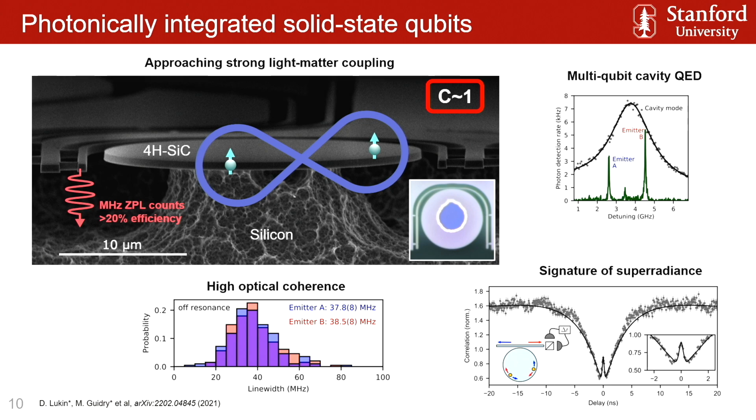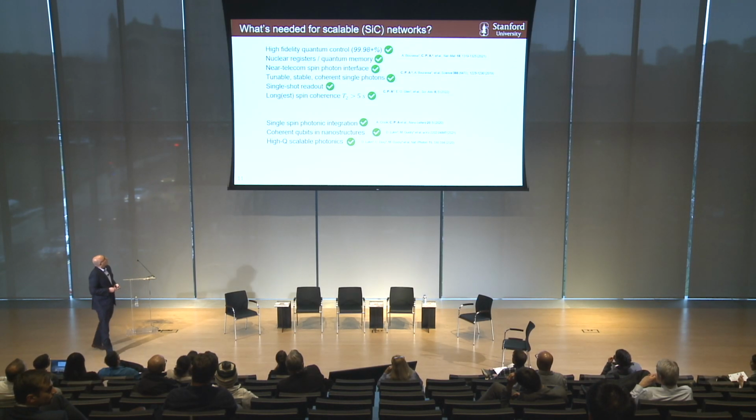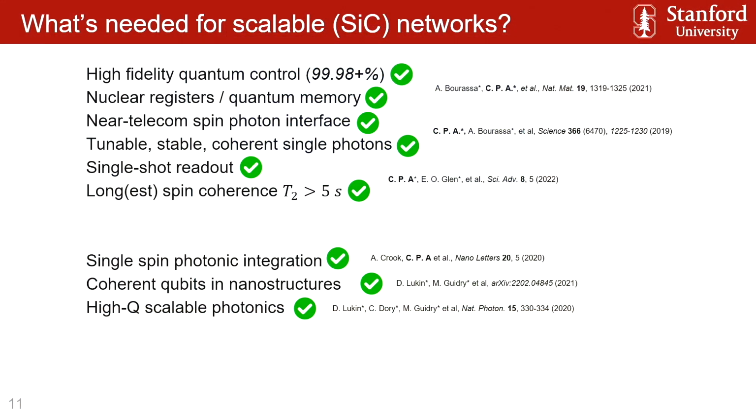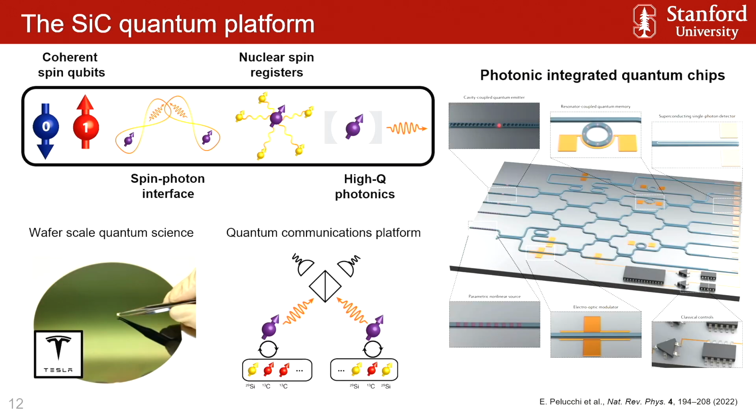So not only can we make on-chip entanglement mediated by light, but we can also do this thing I originally mentioned, which is networking at long distances. So photons can both make interactions at sort of arbitrary distances, but also can do things on chip, which is quite exciting. So now if we go back to our list, I think we have basically all the check marks. We have this single spin inside of photonics, they're coherent, and the quality factors are high and they're scalable. And so the point here, I think, is that we basically have all the major milestones achieved, which is what really excites me, for scaling silicon carbide as a quantum network platform.